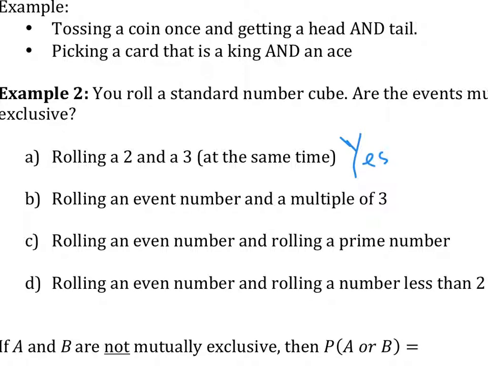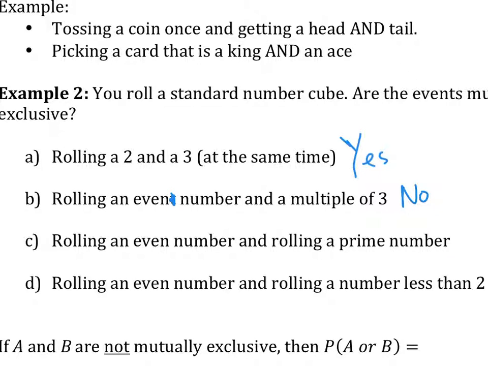Are they mutually exclusive or not? All right, let's try it. B, how many people think, yes, they are mutually exclusive? You cannot get an even number and a multiple of 3 at the same time. How many people think, no, they are not mutually exclusive? You can get an even number and a multiple of 3. That's correct. What number is even and a multiple of 3? 6. So if you get a 6, that will fit both descriptions, so this is not mutually exclusive.